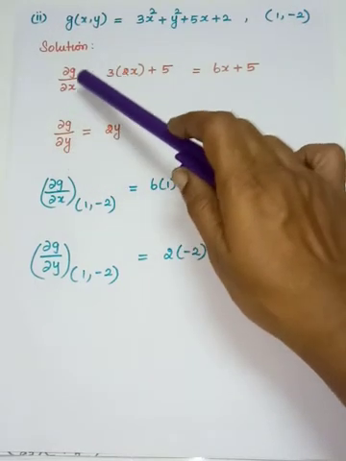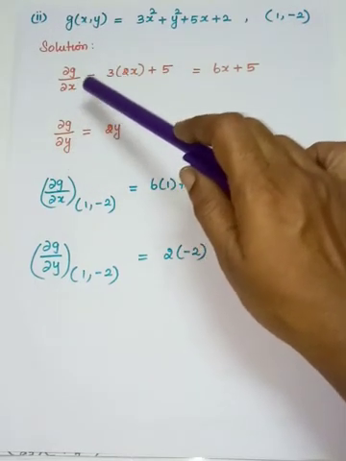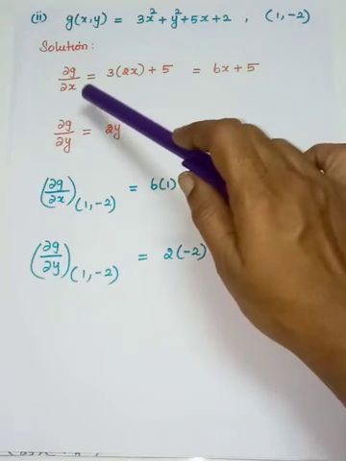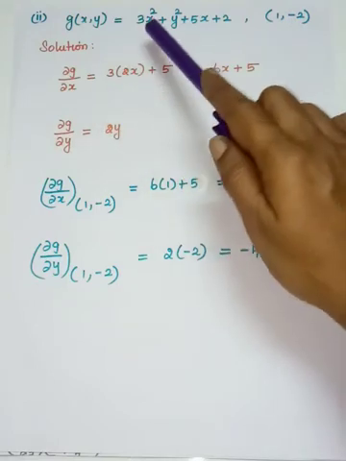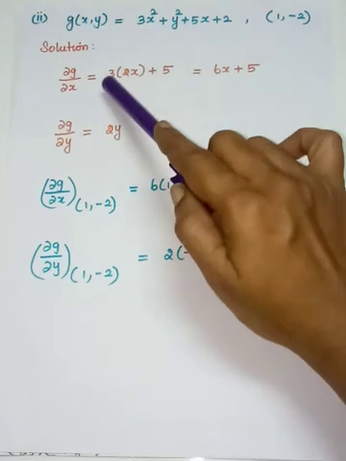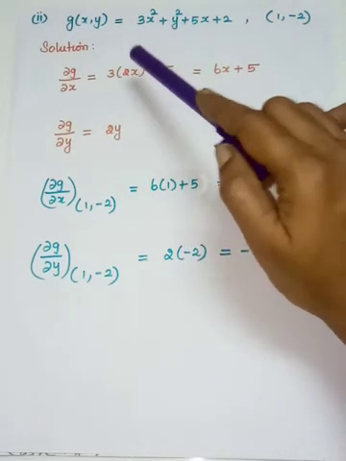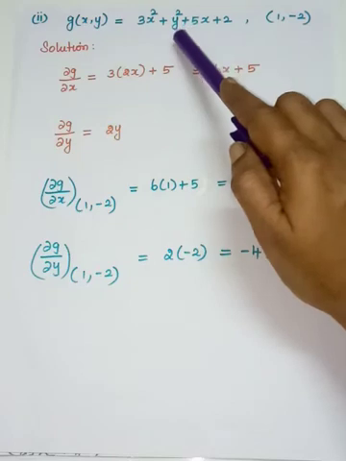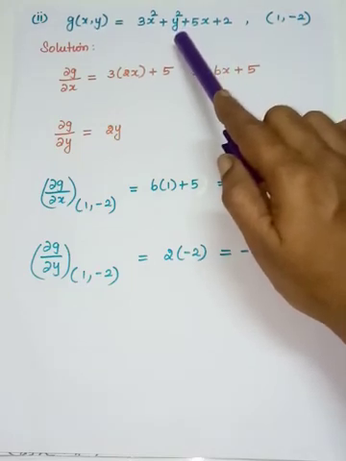Okay, so ∂g/∂x means treat the other variable, that is y, as constant. Okay, so see the first term, 3x squared. 3 is a constant. The differentiation of x squared is 2x, and y squared is totally constant, whose differentiation is 0.